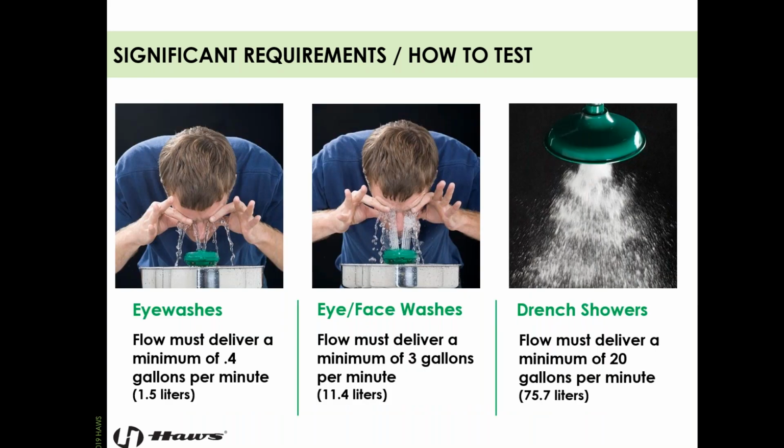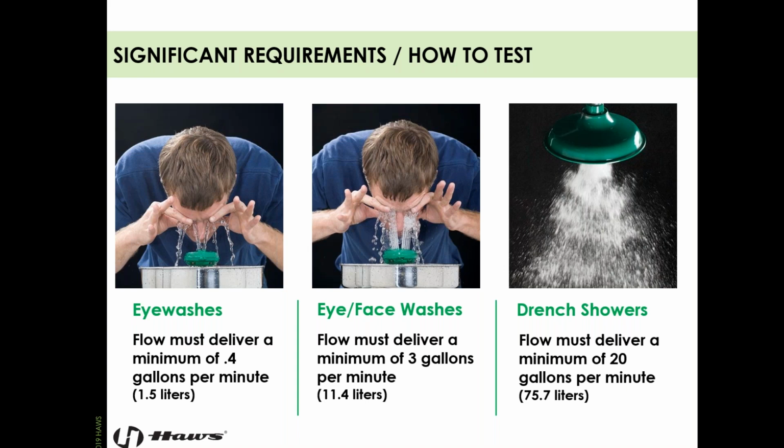Now there is a minimum amount of water that has to be present at these devices for them to work correctly, and it's the bare minimum across the standard for each type of equipment. So on an eyewash, you have to have a minimum of 0.4 gallons per minute. And that's because you have one stream of water each, one for each eye, and you're flushing them out. On an eye face wash, you have a minimum of 3 gallons per minute. And that's because you have the additional face wash capabilities, right? There's a lot more water coming out of it, and it's going to require more. And a drench shower is a minimum of 20 gallons per minute. Now, across all of these, this is all a bare minimum amount of water.